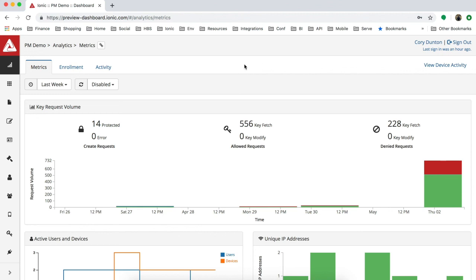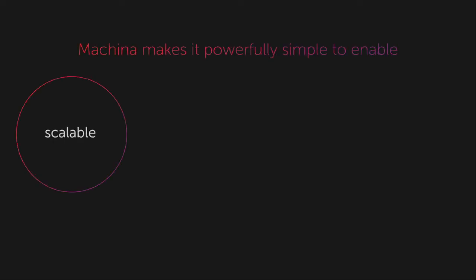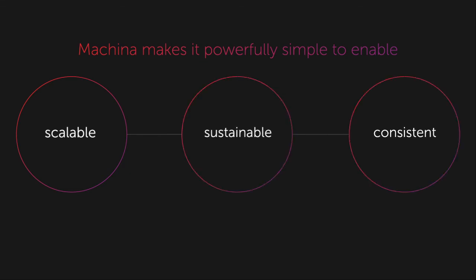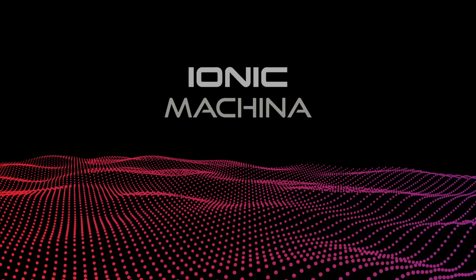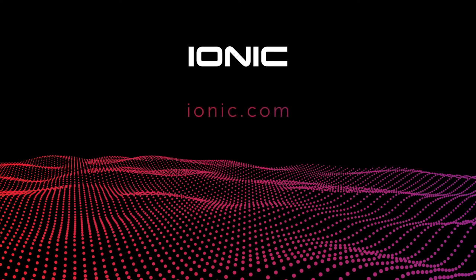Whether you have one app or 1,000 apps accessing all types of data scattered across the ever-changing and increasingly invisible perimeter, Machina makes it powerfully simple to enable scalable, sustainable, and consistent data protection, accelerating your innovation initiatives wherever you are in your journey to the cloud.